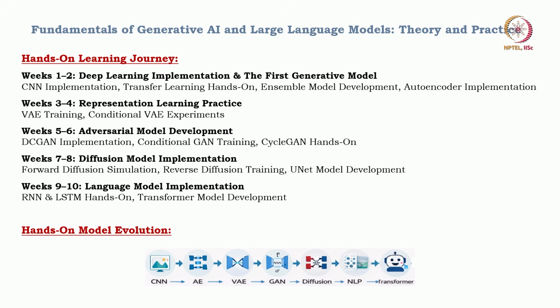In weeks 7 and 8, we move on to implement diffusion models by simulating the forward diffusion process and reverse diffusion training, and also develop the UNet. In weeks 9 and 10, we transition into large language model implementation, wherein we have a hands-on on recurrent neural networks, long short-term memory, and transformer model development, which are the fundamentals for large language models. By the end of this journey, we will not only explore the deep learning models, but also gain experience on the generative AI models, which is shaping the future of artificial intelligence.